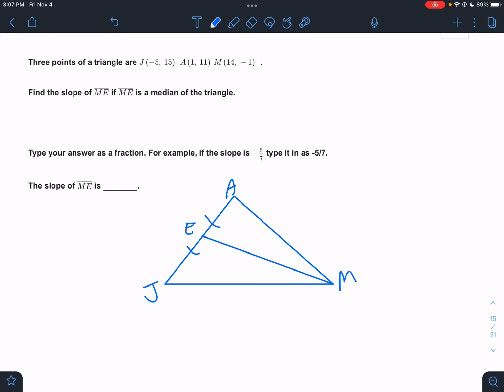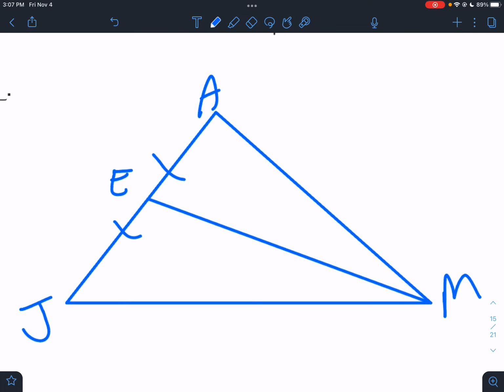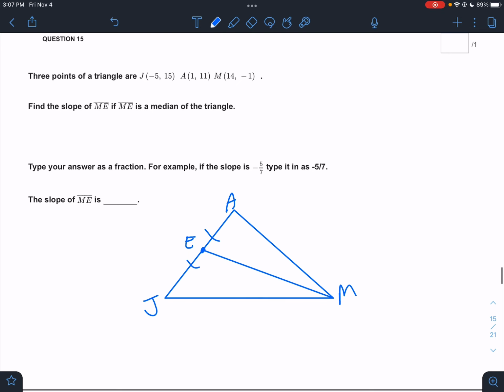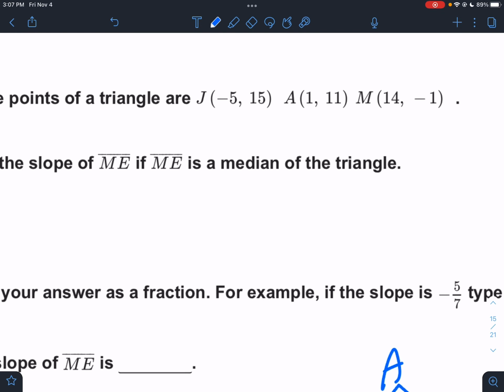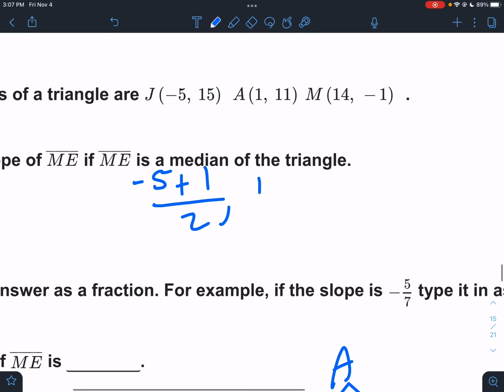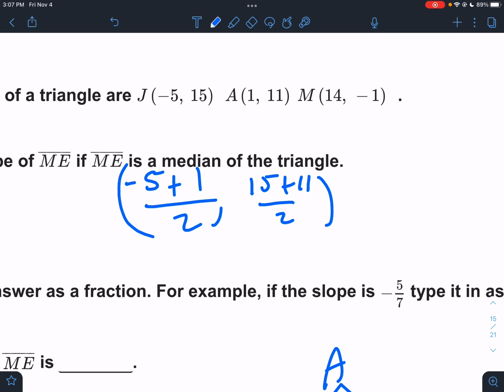Okay, that means that ME hits the midpoint of AJ. So first job is to get the midpoint. The midpoint of AJ, we're going to do -5 plus 1 divided by 2, and 15 plus 11 divided by 2. That's how you get a middle. You add and divide by 2. We've talked about this a lot. And so when we do that, we get -2, 13.